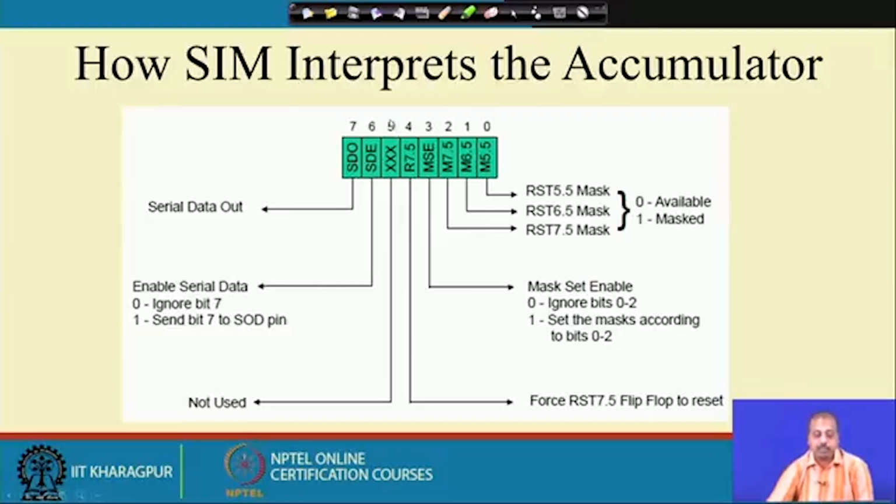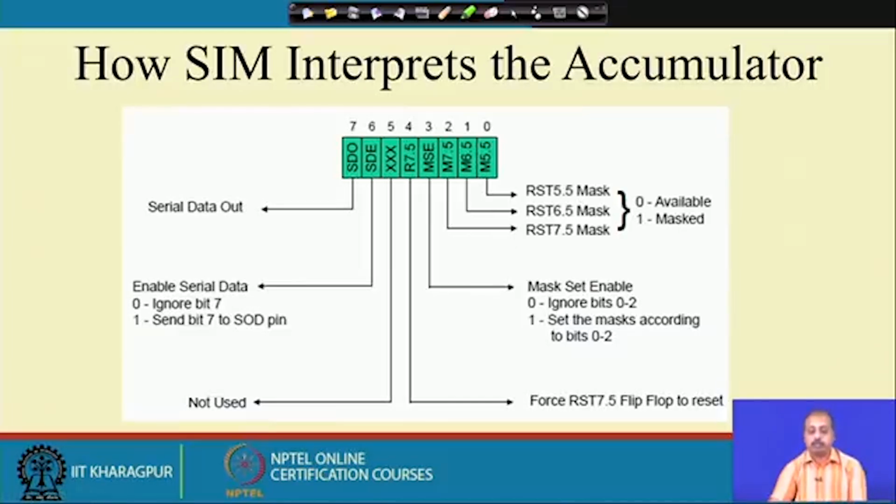Then bit number 5 is not used in this process, so it can be any arbitrary, do not care value. The remaining bits are used to control the flip flops. These are the RST 5.5 mask, RST 6.5 mask, and RST 7.5 mask. If the mask bit is 0, that means we want the interrupt to be available, and if the mask bit is 1, then we want that the interrupt should not be available.